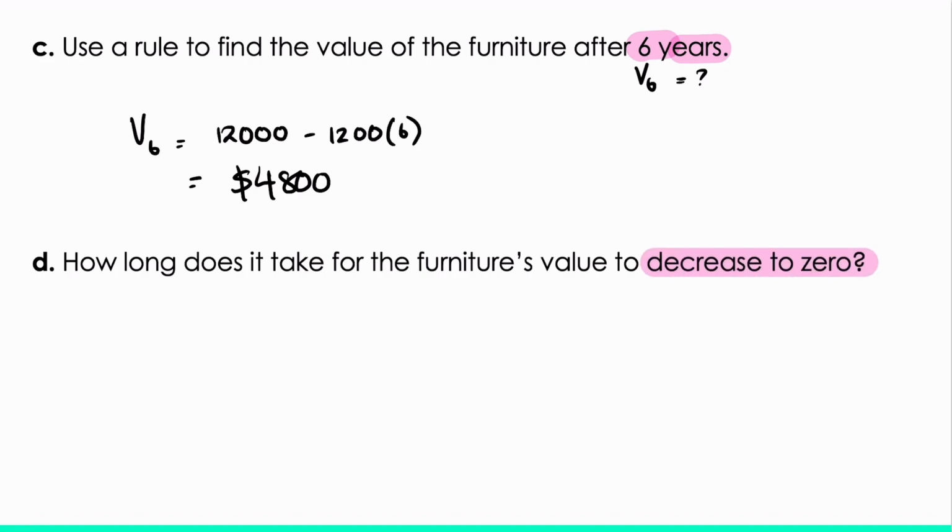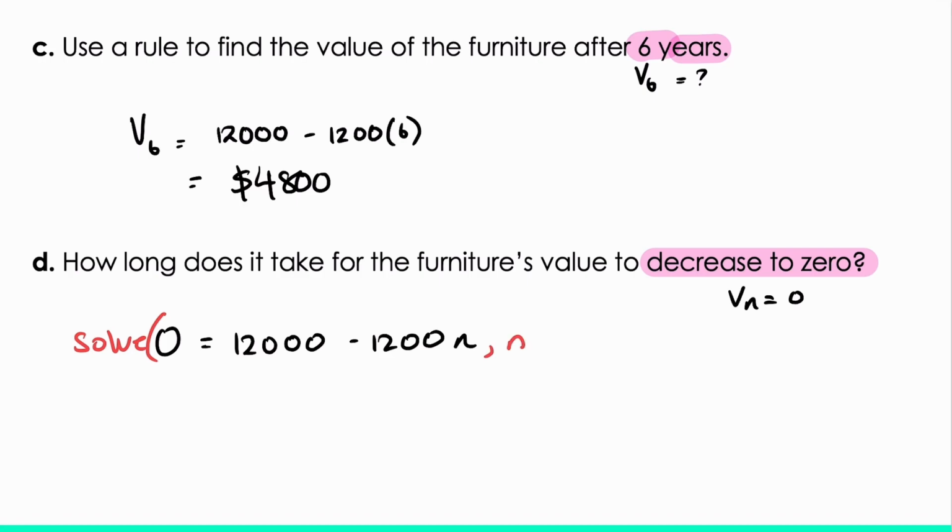Final part, how long does it take for the furniture's value to decrease to 0? So now we're looking for when Vn is 0. Very similar to what we did before. We're just going to make 0 equal to the rule, and then we're going to solve on our CAS. So again, I'm just writing this in here. You wouldn't usually write this on a SAC, but I'm just giving you the instruction. So we're going to go ahead and solve that straight on our CAS. And I get n is equal to 10. So it will take 10 years to decrease to 0.